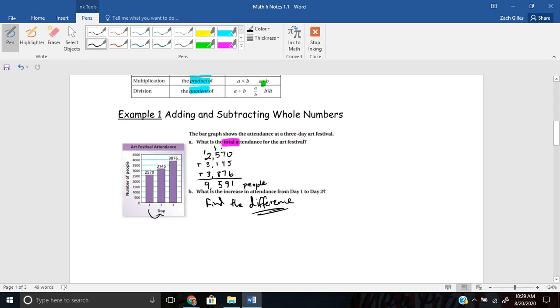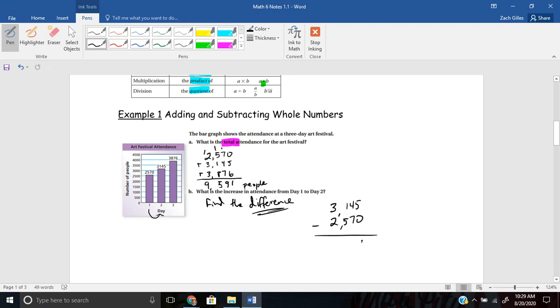So let's take our number of people that we had on day 2, which was 3,145, and subtract that from our first day attendance, 2,570. All right, doing a little subtraction here.